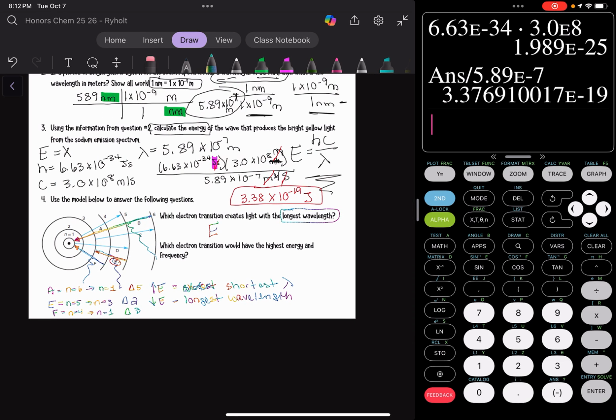The next question says, which electron transition would have the highest energy, highest frequency? We already said that the one that falls 5 energy levels, the distance between energy level 6 and energy level 1, will have the highest energy. And we know that energy and frequency have a direct relationship, so the one with the highest energy must also have the highest frequency. In that particular case, it's going to be letter A.